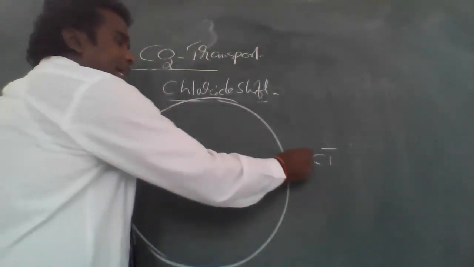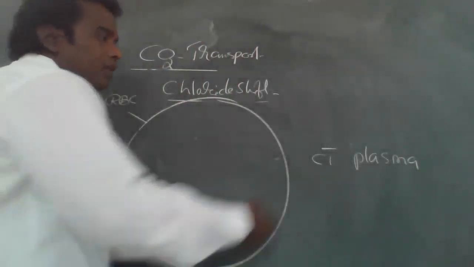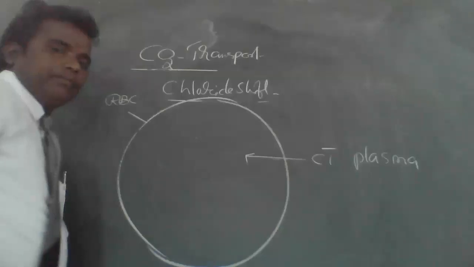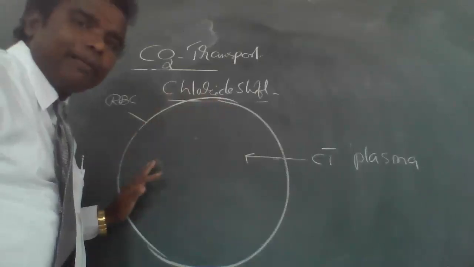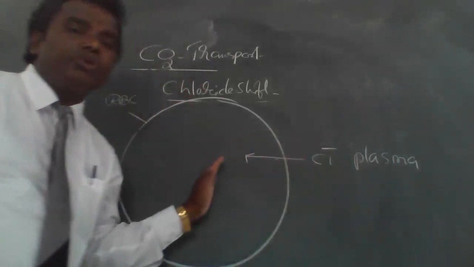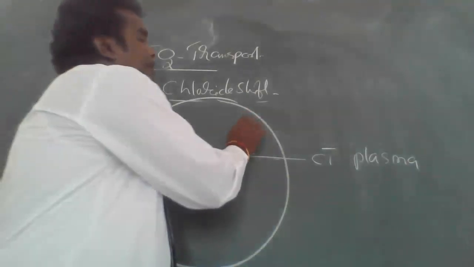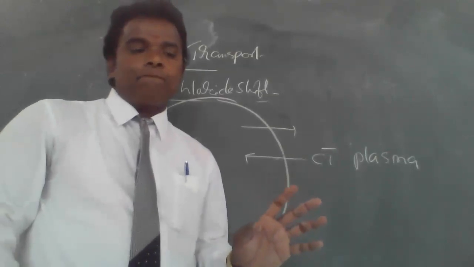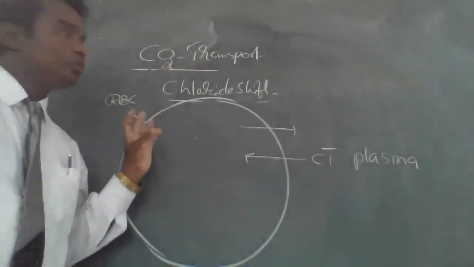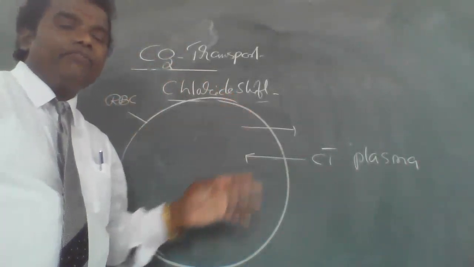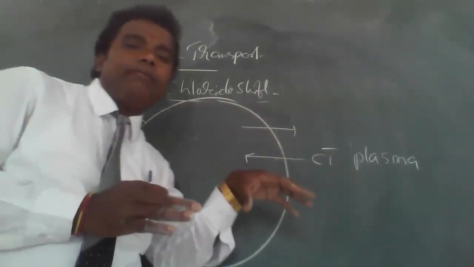Diffusion of chloride ions from the plasma. This is called plasma. So the chloride ions diffused into, what is this? This is the RBC cell. These chloride ions diffused into the RBC cell and get back. This is a reaction. Once I repeat, diffusion of chloride ions from plasma to RBC and get back is called chloride shift.